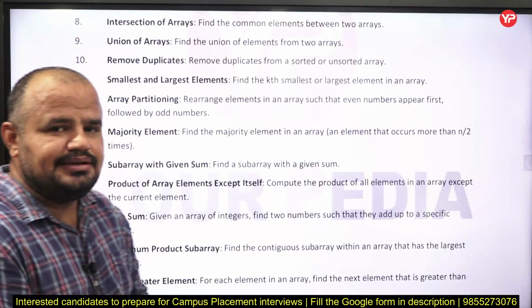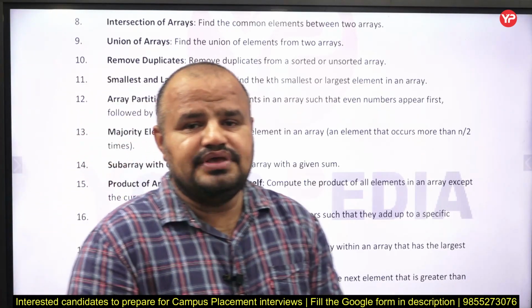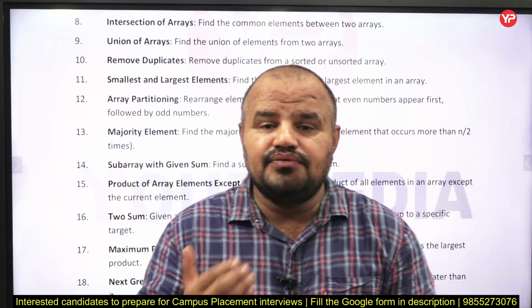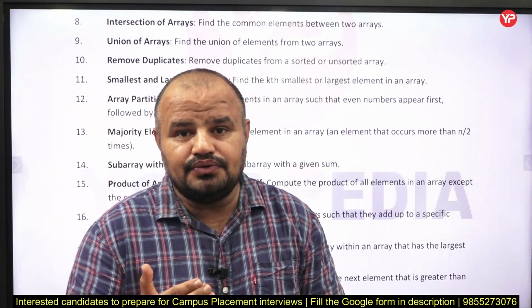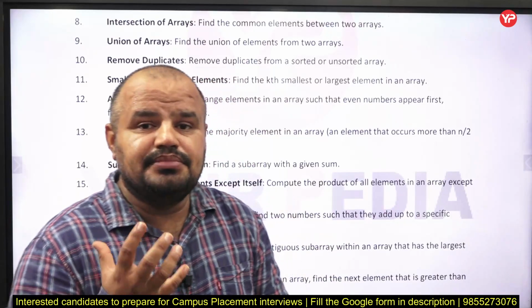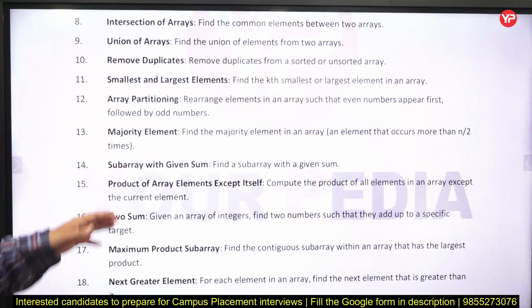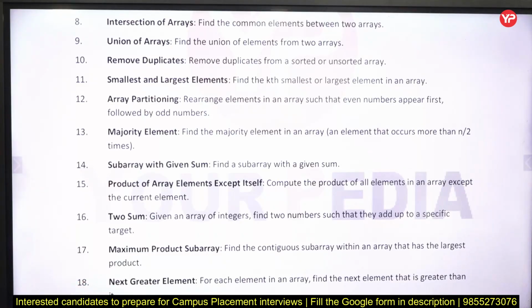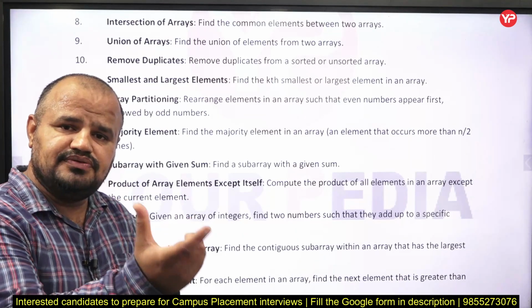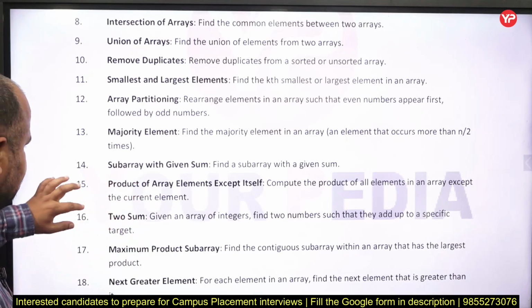Majority element. It means, in an array we have only 2 elements, zeros or ones. Now we have to find out which element comes the majority number of times. Again a very important problem. Next, subarray with given sum, we have to find a subarray whose sum is equal to some target value, that is the sum value.